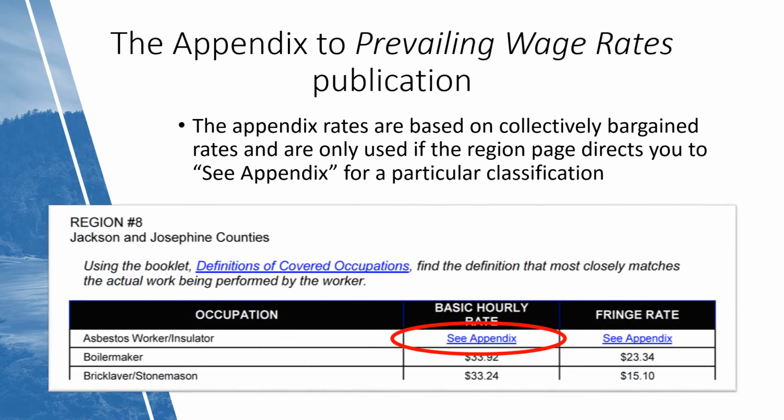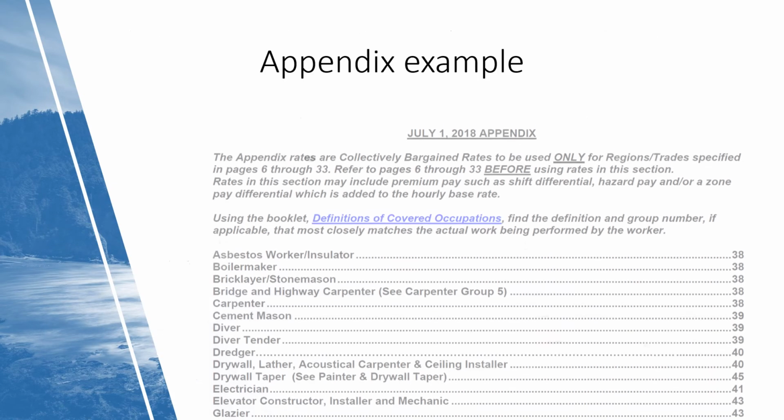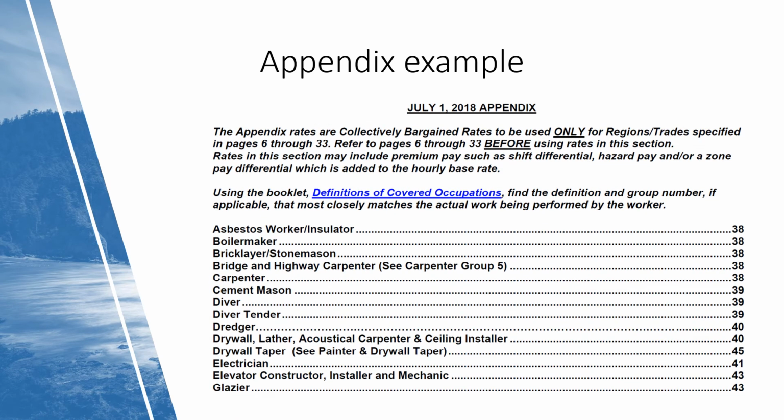In this example, the region list instructs us to see the appendix for asbestos worker insulator. Find the appendix in the back of the rate book. It begins with a table of contents, with the occupations listed alphabetically. Remember, some occupations have different group numbers, and if you're unclear which group number applies, refer back to the definitions book. Now, we'll go through a couple examples so you can learn how to find the correct rates.